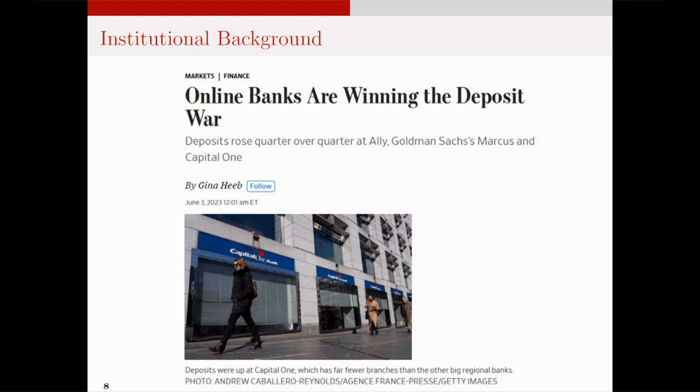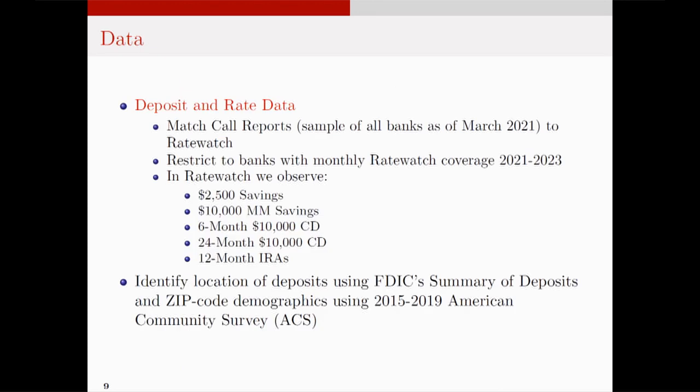Naturally, the popular press has been talking about online banks lately. As a researcher, I would like to see this appearing in the popular press as well. So this article is talking about LI or Goldman Sachs, Marcus, and also Capital One. They're all in our sample.